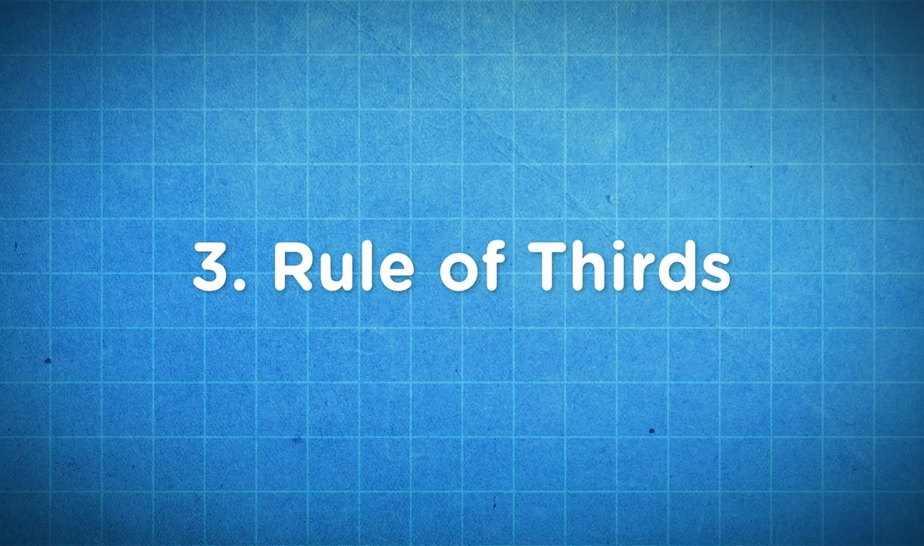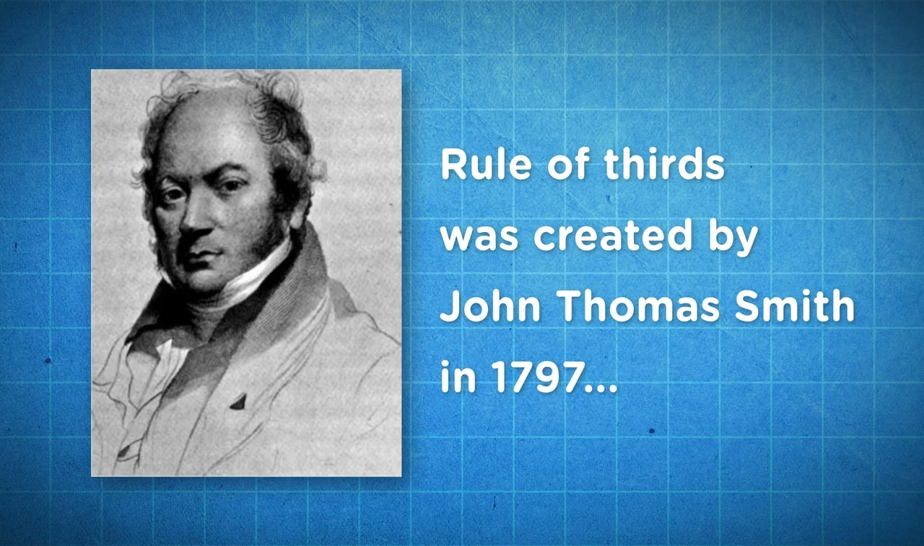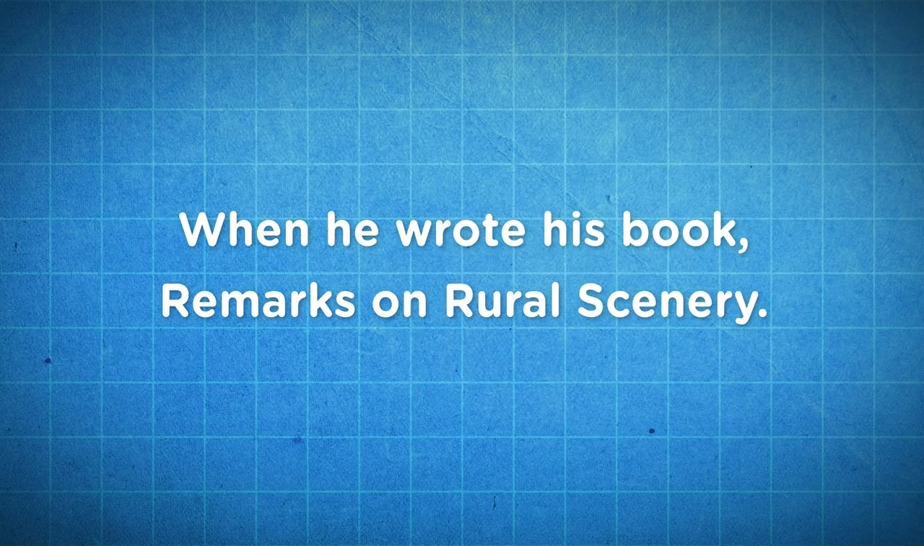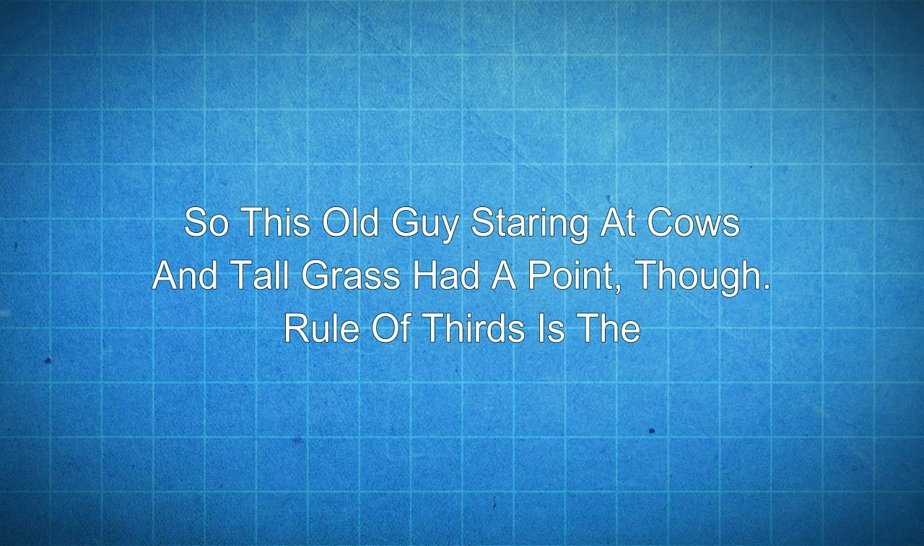Number 3, rule of thirds. Rule of thirds was created by John Thomas Smith back in 1797 when he wrote his book on remarks of rural scenery. And it's actually less of a rule and more of a guideline. So this old guy staring at cows and tall grass had a point though. Rule of thirds is the act of separating your frame into 9 parts, but most importantly, 3 different columns. And between those columns are 2 different lines.